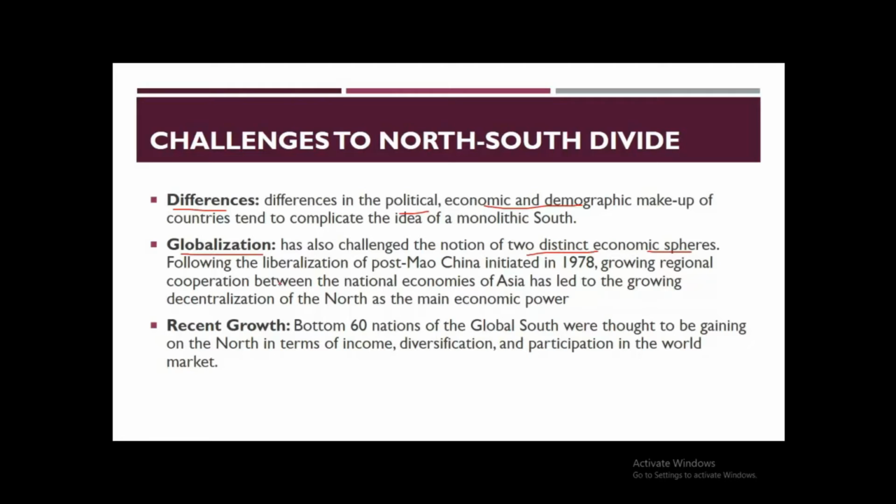is shrinking. Following the liberalization of post-Mao China, initiated in 1978, growing regional cooperation between the national economies of Asia has led to the growing decentralization of the North as the main economic power. That's what this paragraph is explaining, that the differences between the North and the South are shrinking. And the third is recent growth.